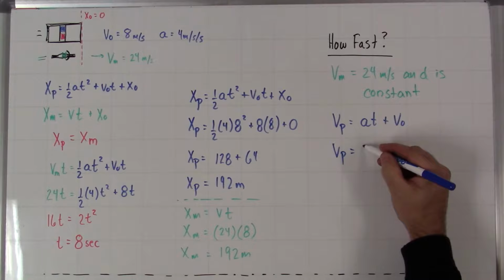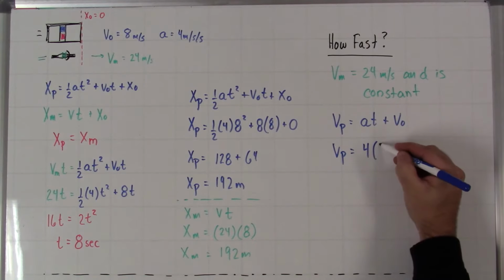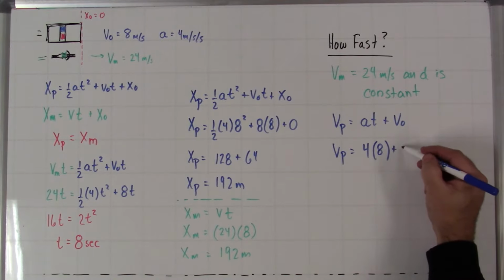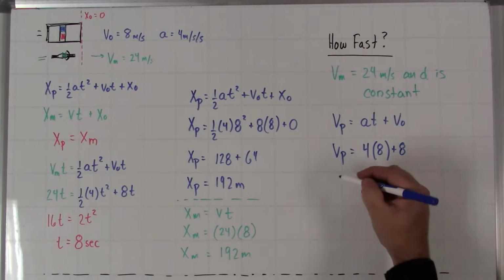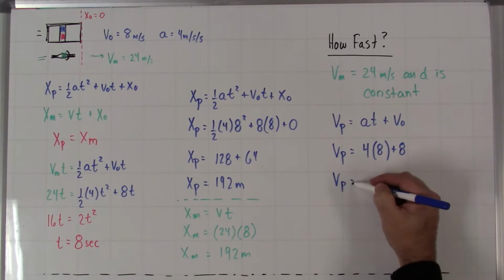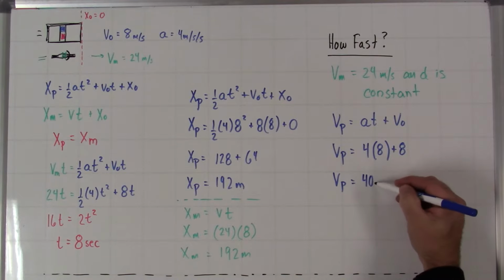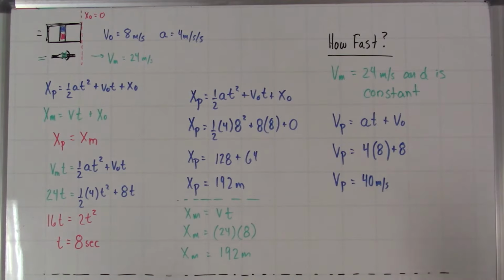But we know all these things. It was given to us that the acceleration is 4. We know from our previous problem that the cop car catches up in 8 seconds, and the initial velocity was also 8. Do a little math on that one. 4 times 8 is 32, plus another 8 is 40 meters per second.